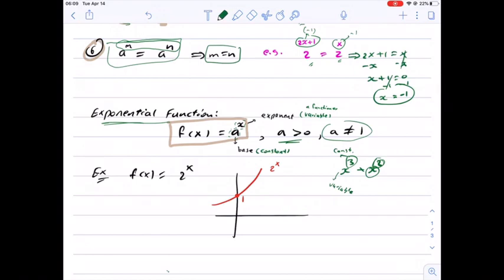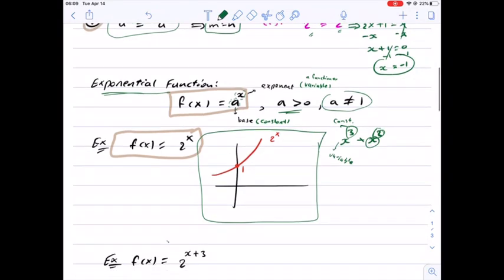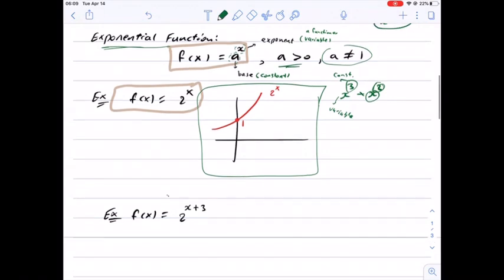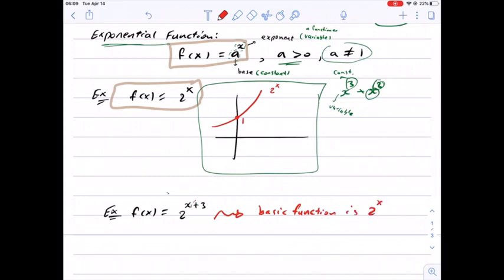And as we've seen from the video about basic functions, if we have f of x equals 2 to the power x, then we can graph it. The graph of the function looks like this, the red curve. For example, if we have f of x equals 2 to the power x plus 3, what is the basic function here? The basic function is 2 to the power x, but we have 3 added to the variable, not to the whole expression. If it were added to the whole expression, we would make a shift up by 3 units.